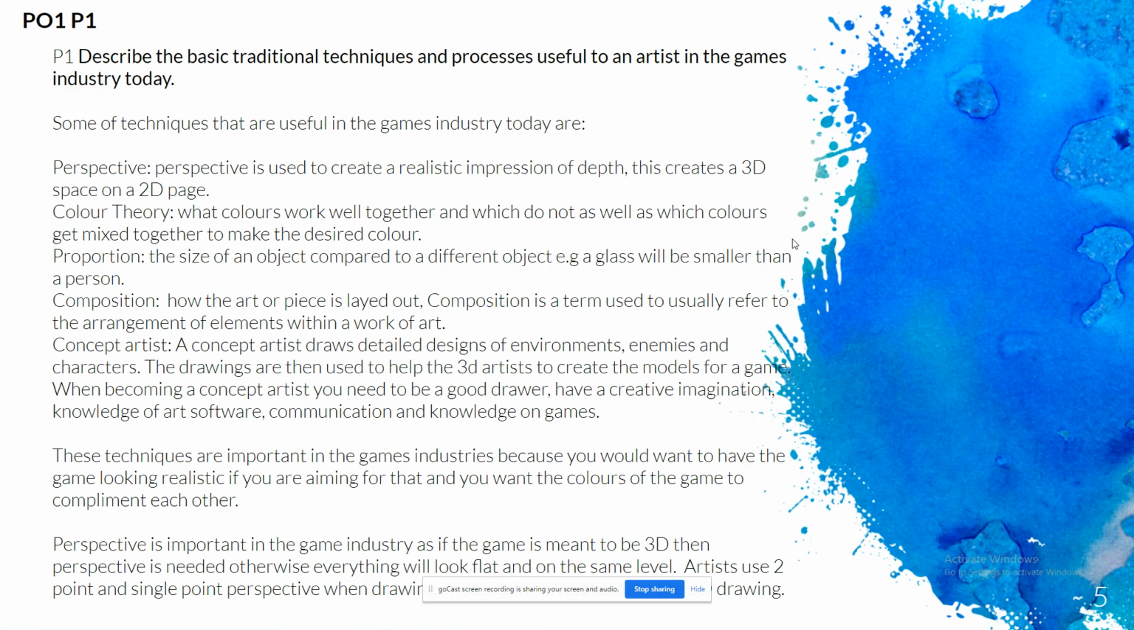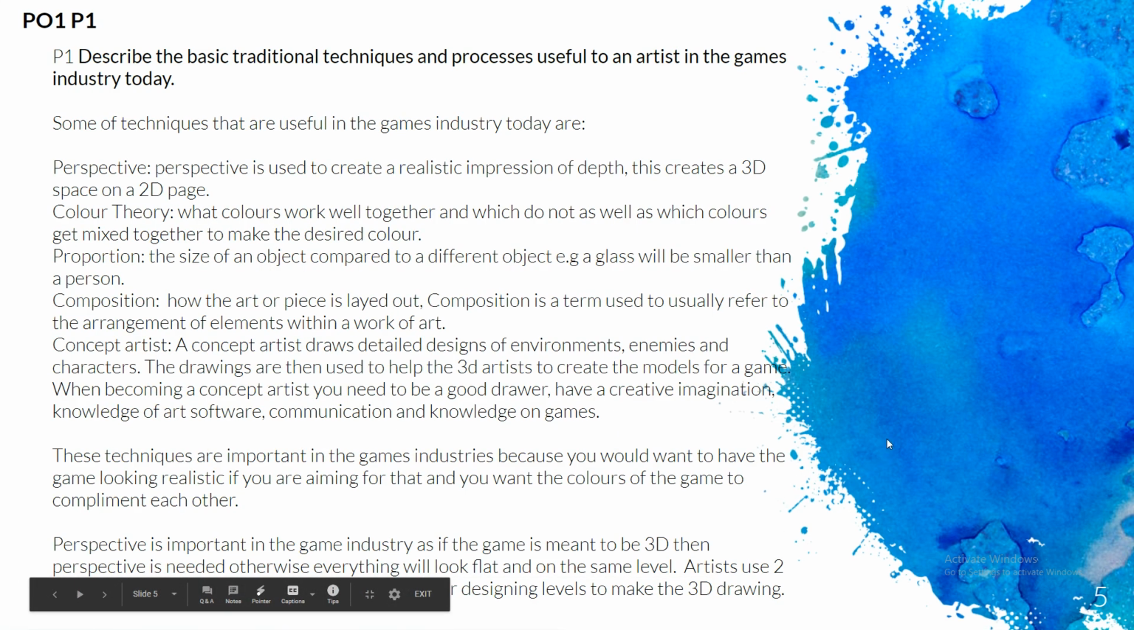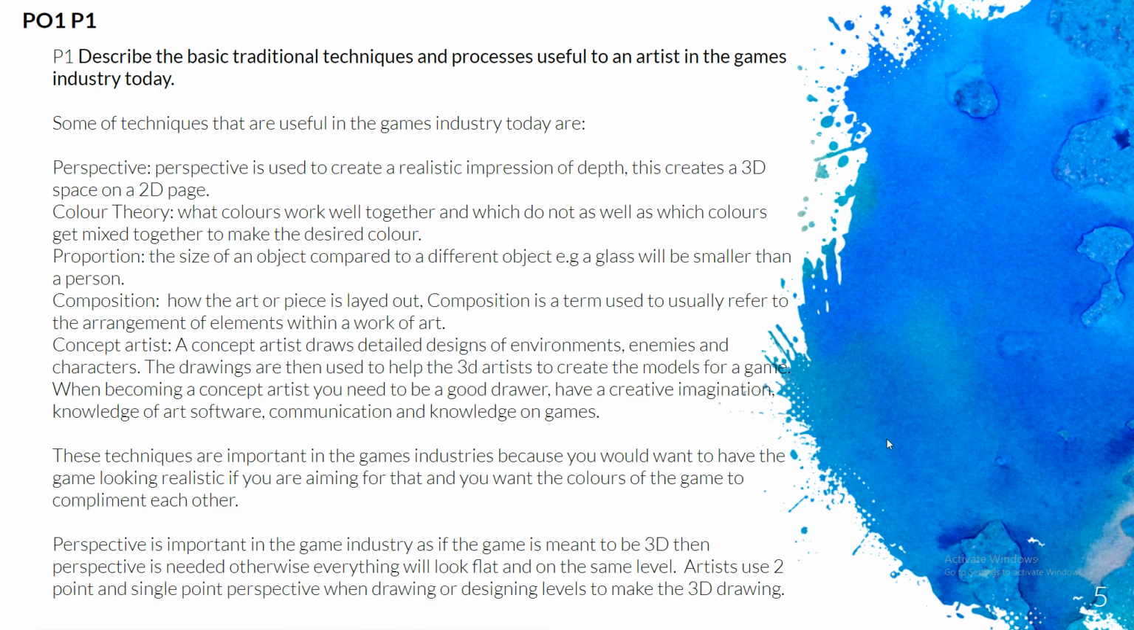These techniques are important in the games industry because you would want the game looking realistic if you're aiming for that, or if you want the colours of the game to complement each other. Perspective is important in the game industry, as if the game is meant to be 3D, then perspective is needed, otherwise everything will look flat or on the same level. Artists use 2-point and single-point perspective when drawing or designing levels to make the 3D drawing.